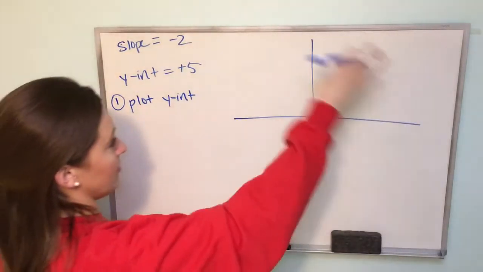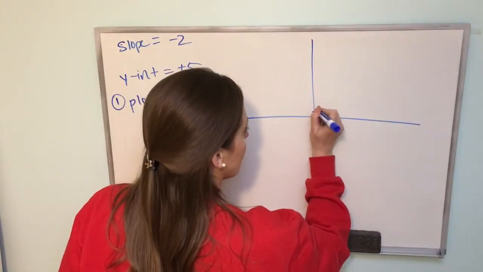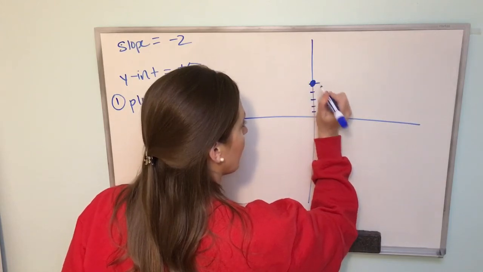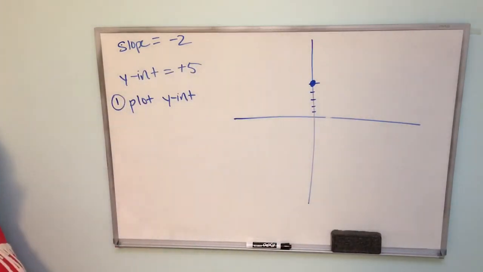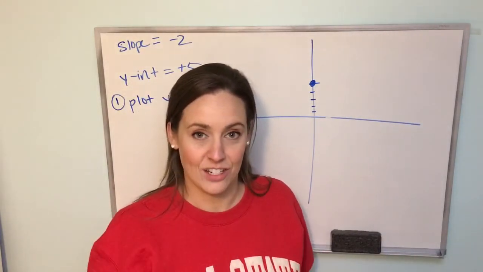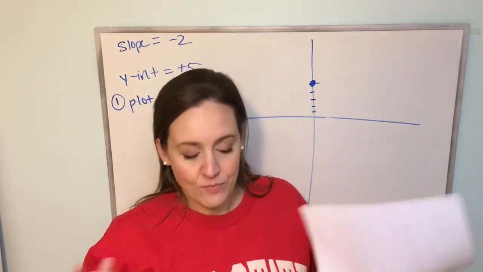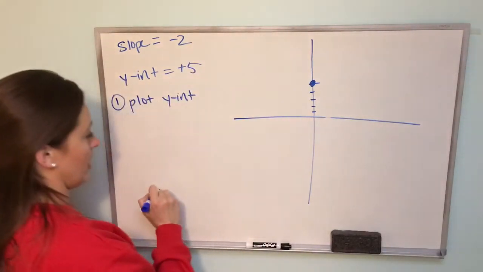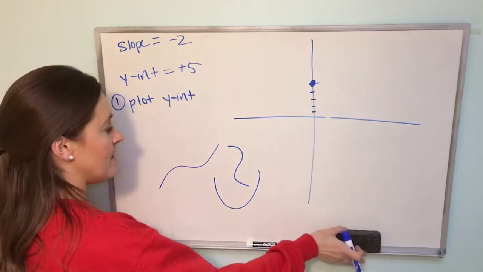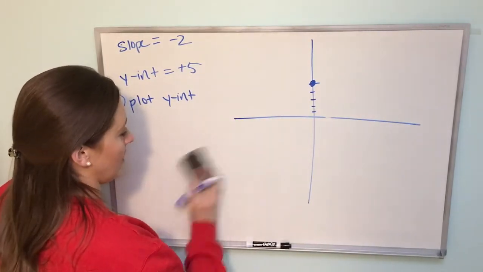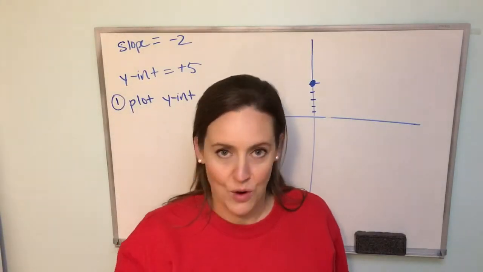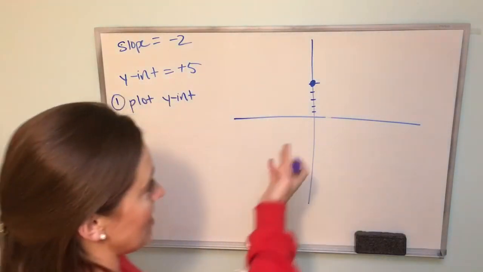So on my beautiful graph here, I'm going to go 1, 2, 3, 4, 5, and I'm going to make a point. That is my first point. So I know I only need 2 points to connect the dots and form a straight line, right? If you're graphing something that looks more like this, or looks like this, or something crazy like that, you definitely need more than 2 points. But anytime you're graphing a linear equation that's a straight line, you only need 2 points. So we already did half of it.